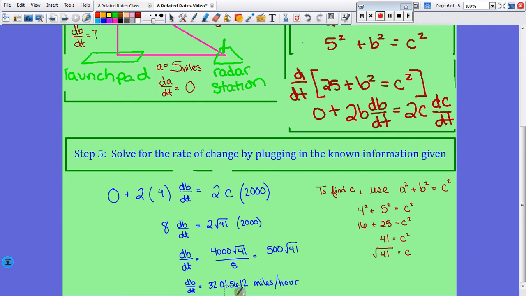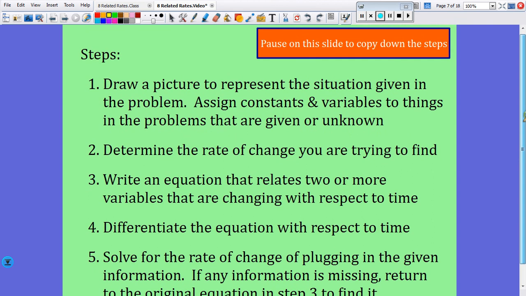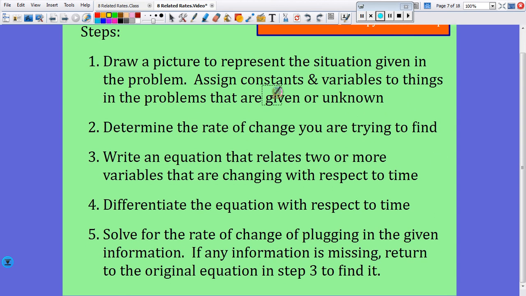So that's 3,201.5612 miles per hour. Okay. To summarize the steps we just did, those are here. Those were on the previous page before I erased them, and now I'm moving on to the next problem.